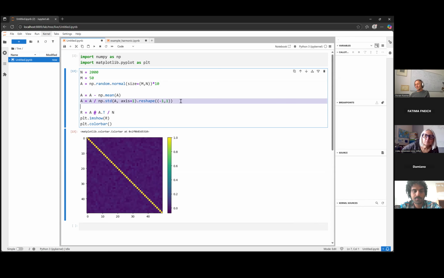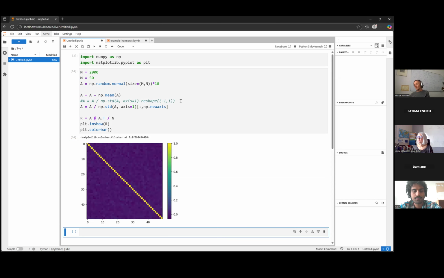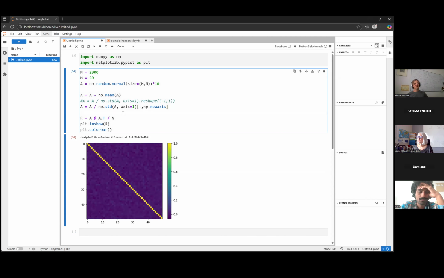Just to show you one other way of doing it, you can also tell Python to please just include another axis. So you can say, okay, give me all the elements along the rows, and after this, please just put a new axis. It's debatable whether that's more readable than the other one, but these two versions exist. And now you can say we have a nice correlation matrix where the main diagonal is equal to 1 and everything is fine.